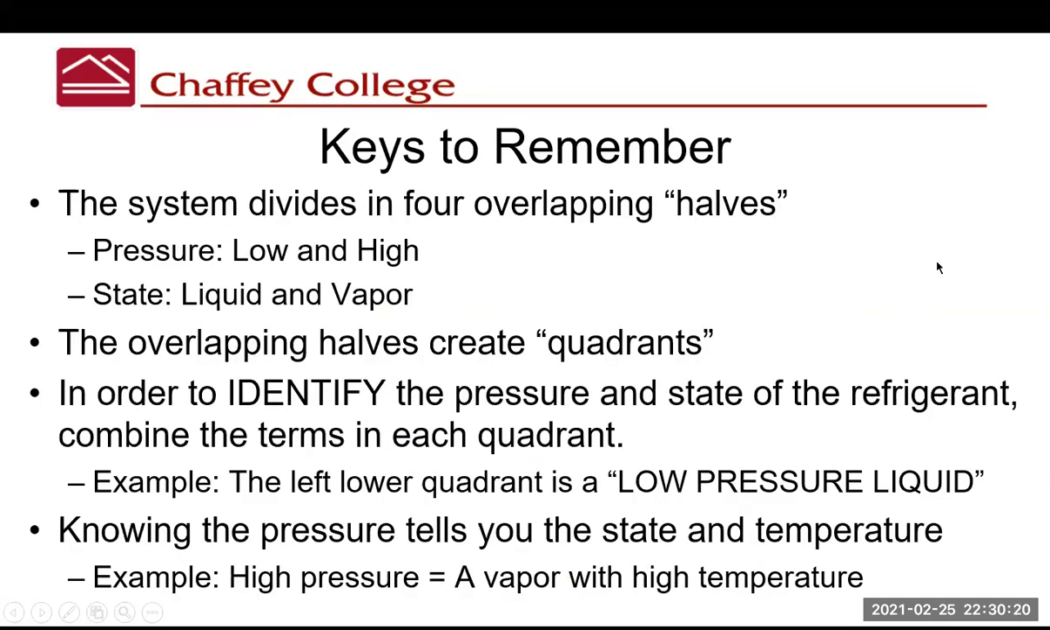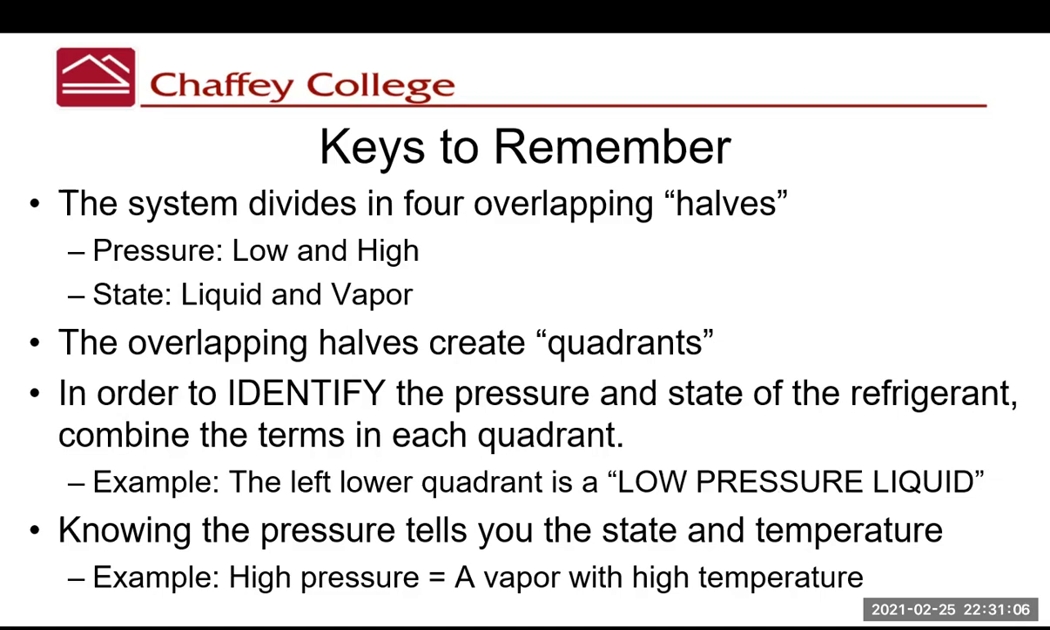Here's some keys to remember about what we've studied so far. The system divides in 4 overlapping halves. You have pressure halves, low and high, and you have state halves, liquid and vapor. Those overlapping halves create the quadrants. In order to identify the pressure and state of the refrigerant, combine the terms in each quadrant. For example, the lower left quadrant, actually I think it's the lower right quadrant, is a low pressure liquid.